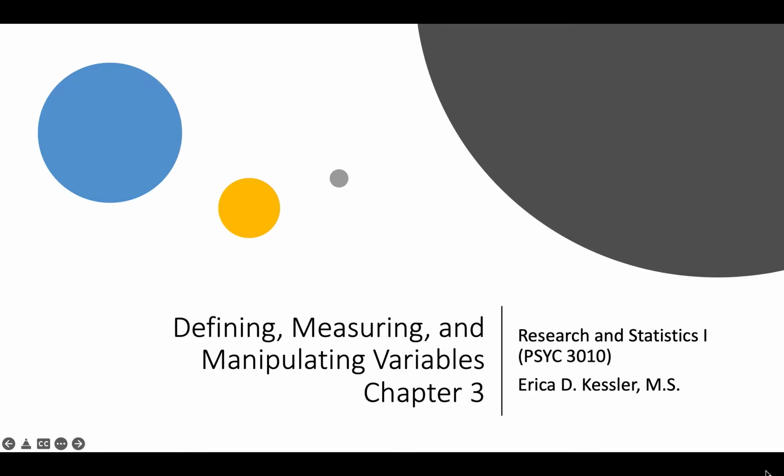All right, so this is the first part of your Chapter 3 lecture, Defining, Measuring, and Manipulating Variables. So we've talked a bit about variables in general, right? Independent and dependent variables, how we measure them. Well, especially when we're dealing with experimental methods, we want to make sure we're measuring and manipulating variables systematically and correctly.